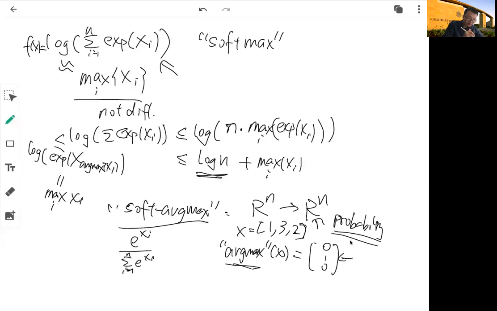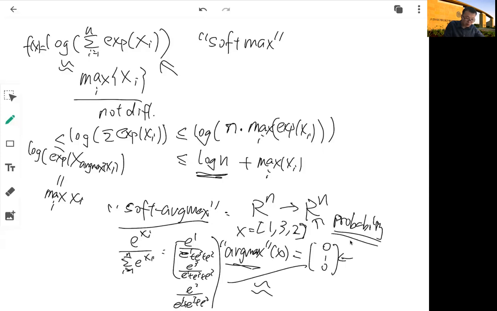So this is argmax. Correspondingly, this soft argmax would give us e to the 1 over e to the 1 plus e to the 3 plus e to the 2, and e to the 3 over e to the 1 plus e to the 3 plus e to the 2, and e to the 2 over e to the 1 plus e to the 3 plus e to the 2. So that gives us different probabilities that are pretty similar to 0, 1, 0.